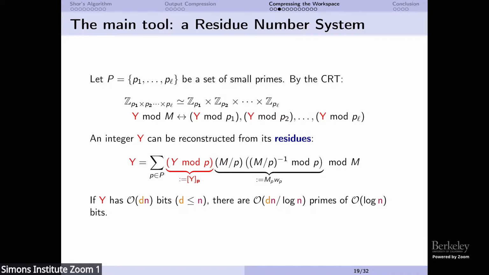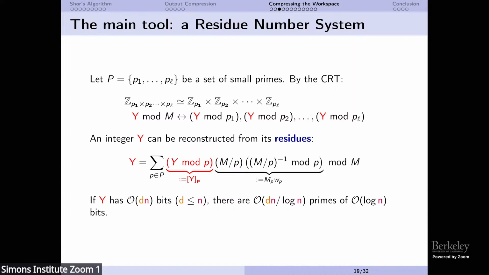The RNS is such that if your integer has dn bits, where d is smaller than n, so it's like n squared bits at most, the number of primes you have is dn over a log factor, and these primes have log n bits. So they are really small, logarithmically small in the input bit size.